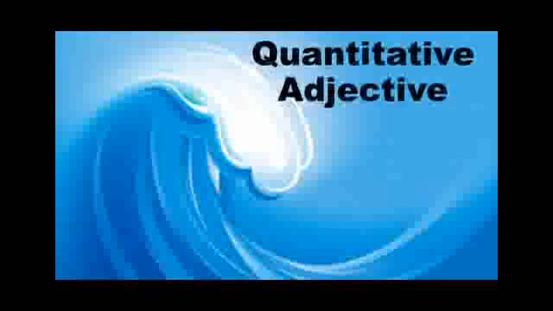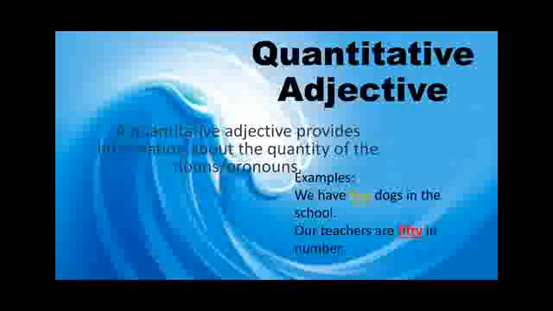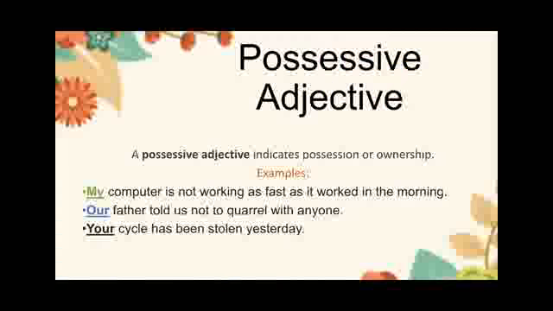Okay, another type is quantitative. Here, quantitative adjectives most times are adjectives of number. They tell us the quantity of a particular noun or pronoun in a given sentence structure. Example, we have 5 dogs in the school. Our teachers are 50 in number. 50 is quantitative. Okay. Another type of adjective is the possessive adjective, which indicates possession or ownership.